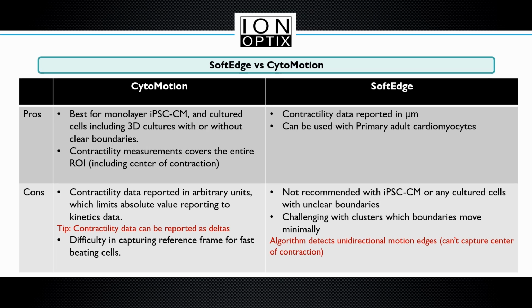On the other hand, edge detection advantages include that contractility data is reported in micrometers, which is an absolute value, and edge can also be used effectively with primary adult cardiomyocytes. Some of its disadvantages are that it's not recommended for use with iPSC cardiomyocytes or any cultured cells lacking clear boundaries. It can also be challenging to use with clusters where boundaries have minimal motion, and the algorithm primarily detects unidirectional motion edges and cannot capture the center of contraction.